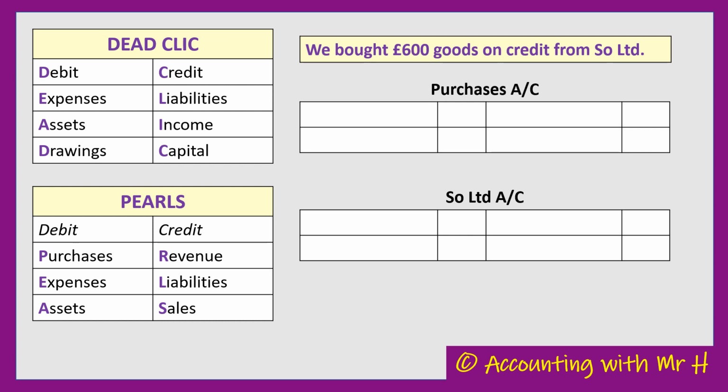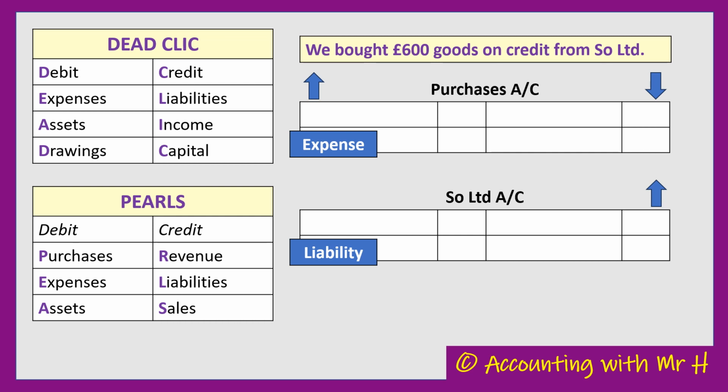Purchases, go through the steps. So what type of account? These are an expense. So debit expenses to increase them. So therefore credit to reduce. And So Limited, if they're a trade payable, that means we now owe them money. So they are a liability. And CLIC tells us to credit a liability account to increase the value and therefore debit to reduce. So we bought these goods, so that has increased the purchases, so I need to record that on the debit. But we now owe So money, so that has increased the liability of So Limited, so I need to record that on the credit.